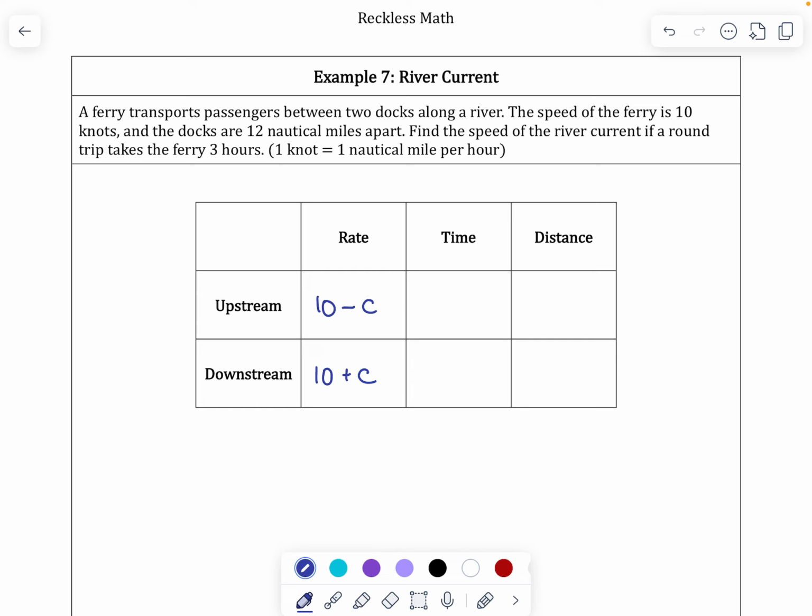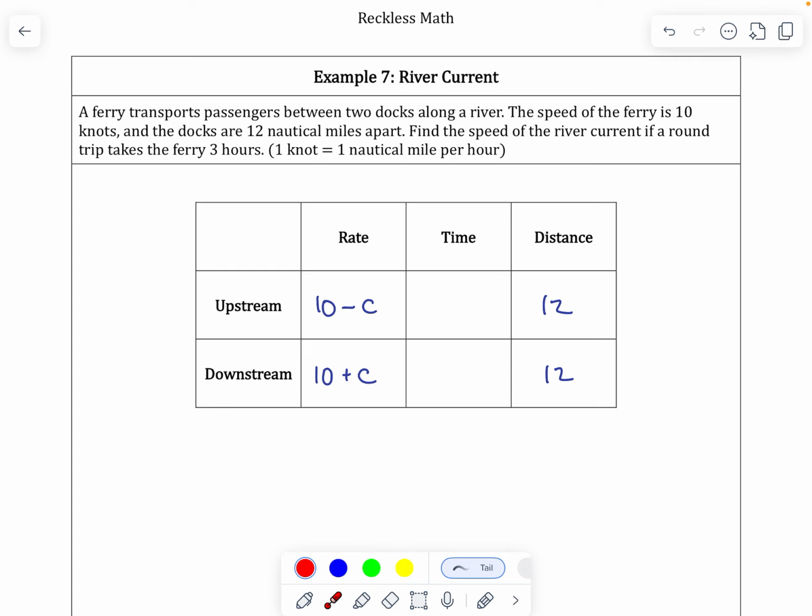Yes, the docks are 12 nautical miles apart, so the distance of each trip would be 12 miles. And we don't have much going on for the time here, right? They do tell us that a round trip takes 3 hours, which means that the sum of these two things will be 3, but we don't know exactly how that's broken up, right? Is it 2 and 1? Or is it 1.5 and 1.5? Well, it can't be 1.5 and 1.5 because there's different rates going up and downstream.